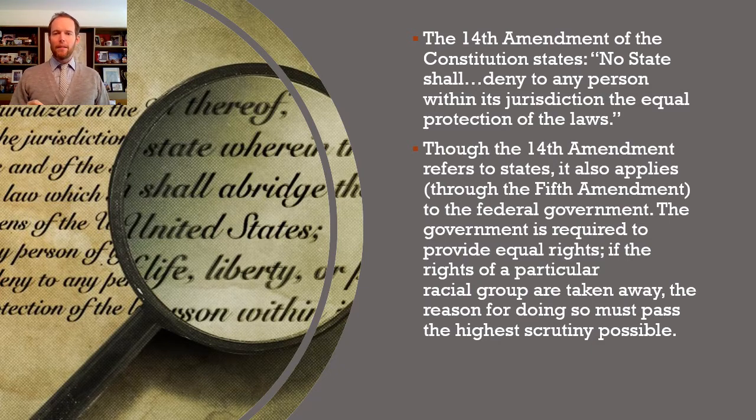So though the 14th Amendment refers to states, it also applies, because of the Fifth Amendment, to the federal government, which means like Washington, D.C. and the president and all that. So the government is required to provide equal rights to everyone. If the rights of a particular racial group are taken away, the reason for doing so must pass the highest possible scrutiny. Okay. So figure out this one. Is that for both, for neither, for Korematsu, or for the United States? And take a moment to maybe read through that one again before you answer it.